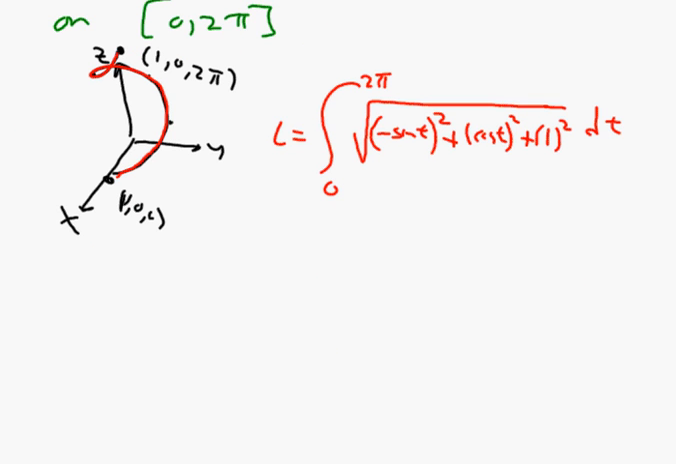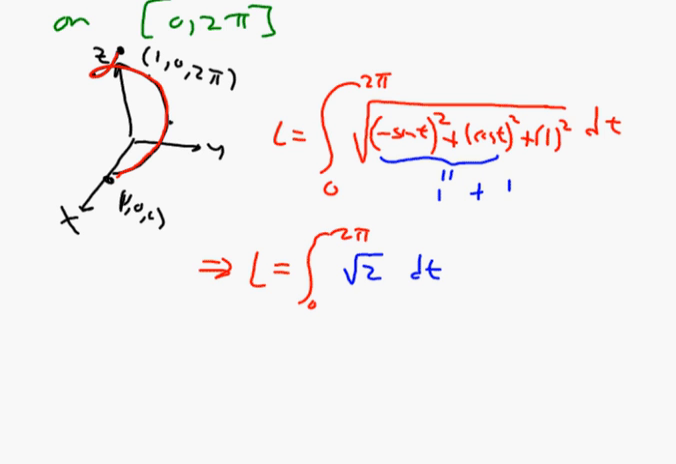Okay, so here we go. That equals the integral from 0 to 2 pi of something surprisingly nice. If you think about it, this is sine squared plus cosine squared. So that little piece equals 1 plus 1 squared, which is just 1. So this just becomes the square root of 2 dt.